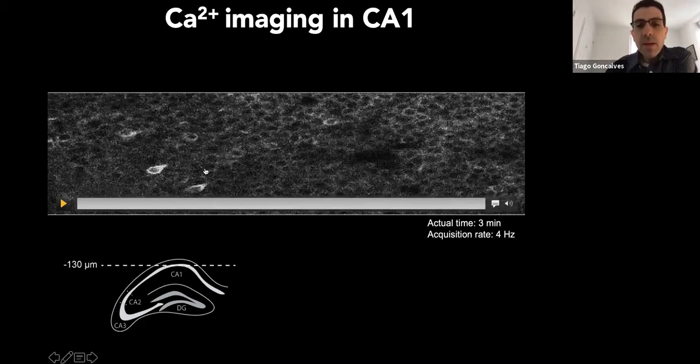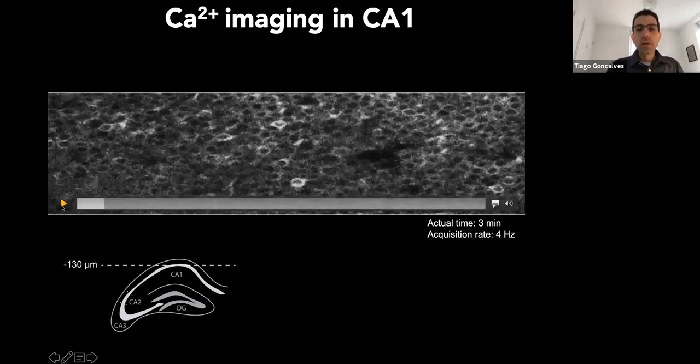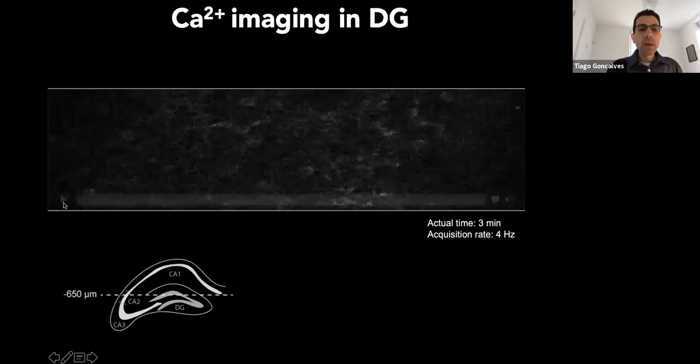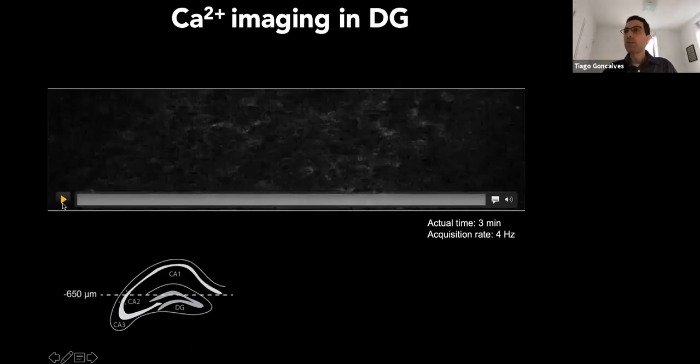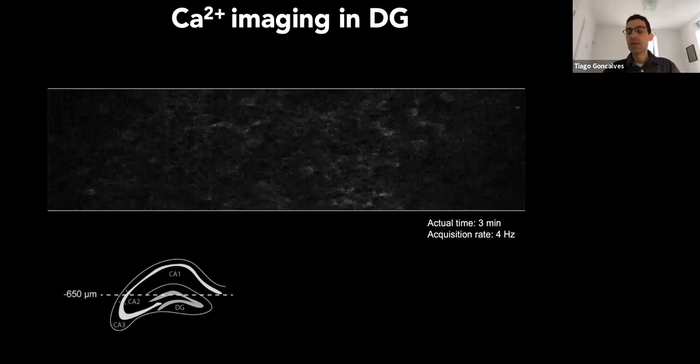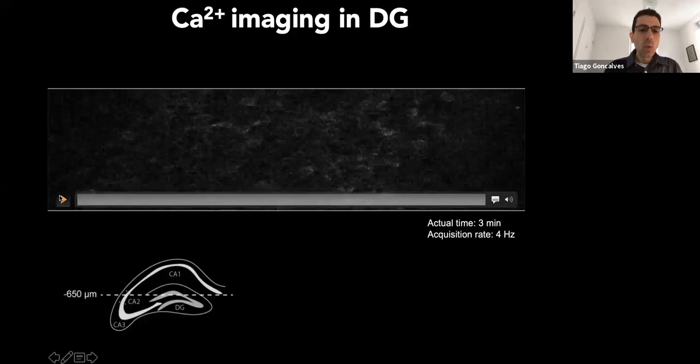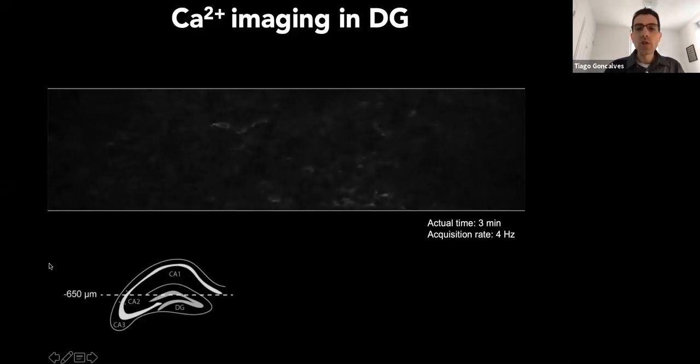This is an example of imaging of cells in CA1, and you see that there's a lot of cells flashing. And the problem is, people have studied place fields in these cells in CA1 with electrodes for a very long time. The problem is when you're studying cells in the dentate gyrus, and I'm showing you a video.